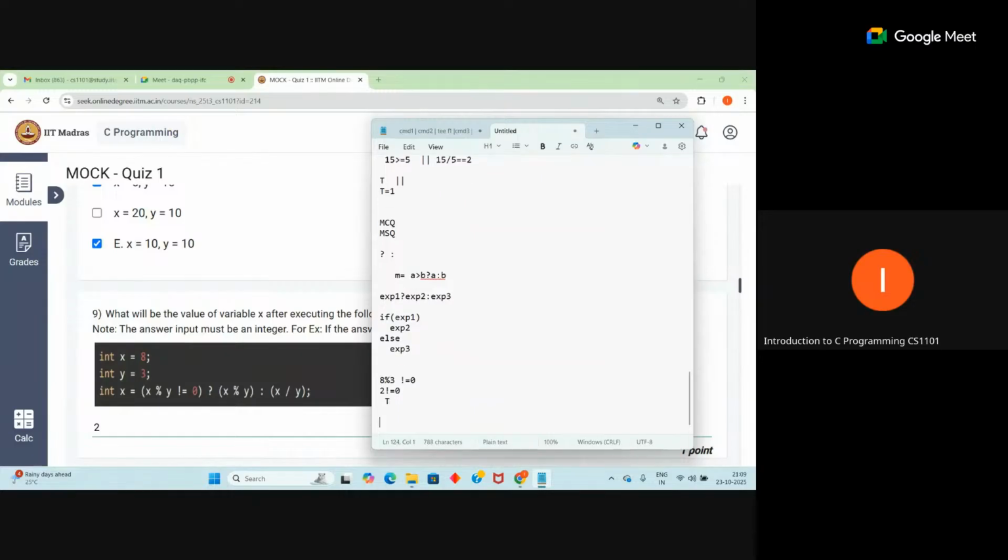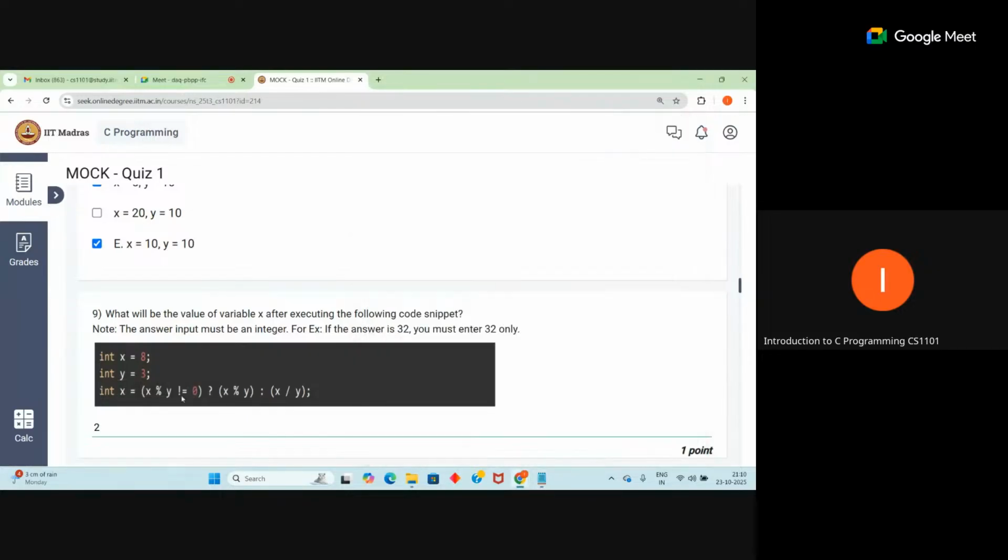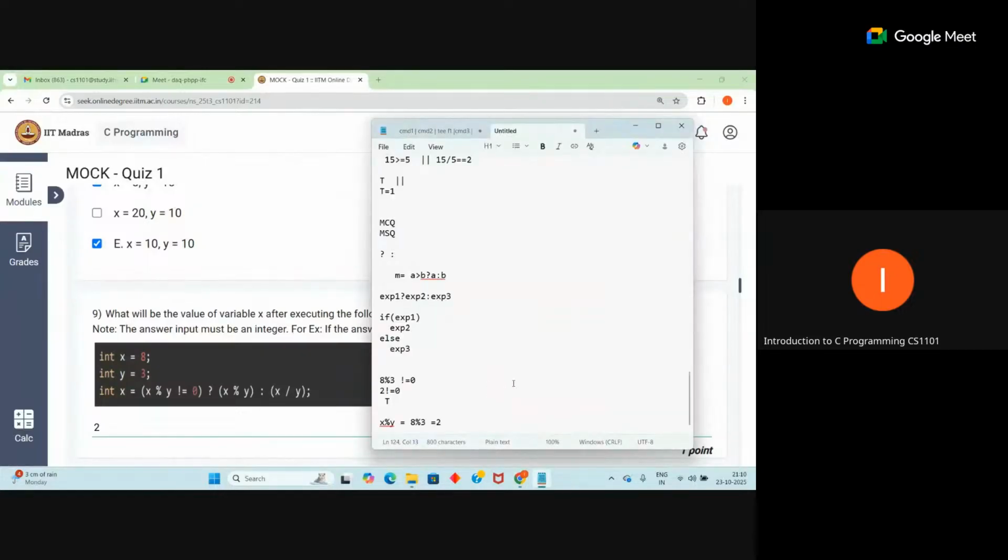So what do we have after the question mark? x mod y. That is nothing but 8 mod 3, which is nothing but 2. So your x value will be 2. Your answer will be 2. Have you got it?